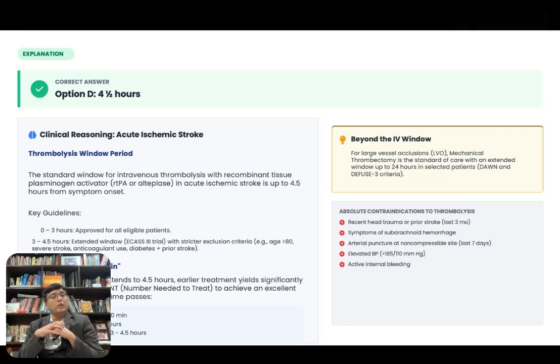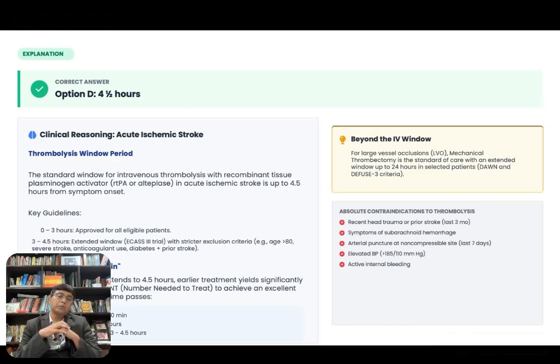We should also know some related points. That is the absolute contraindications of thrombolysis. What are those? Recent head trauma or prior stroke in the last 3 months. Symptoms of subarachnoid hemorrhage. Arterial puncture at a non-compressible site in the last 7 days. Elevated blood pressure more than 185 by 110 mmHg and active internal bleeding. Those are the absolute contraindications of thrombolysis.